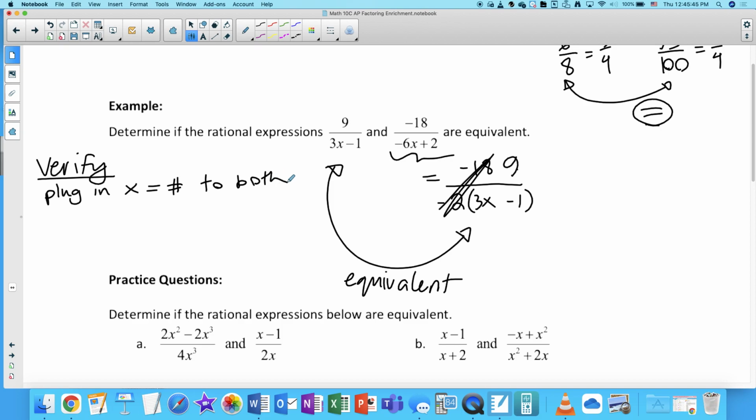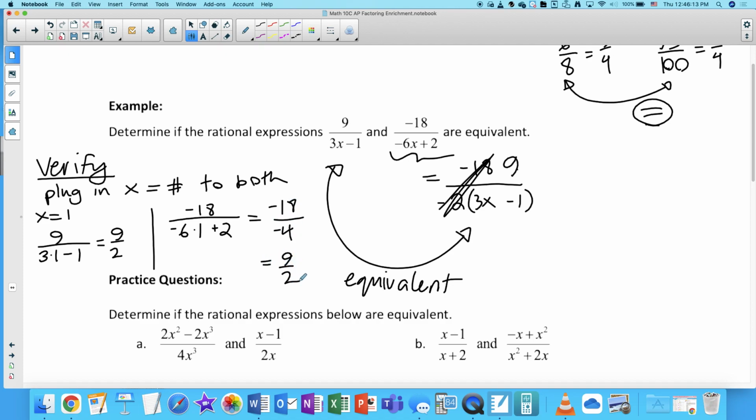So let's say I plug in x equals 1. Then what I'm going to get in the first expression is 9 over 3 times 1 minus 1, which is 9 over 2. Okay? In the second expression, I would go, okay, negative 18 over negative 6 times 1 plus 2. And that's negative 18 over negative 4, which is 9 over 2 as well.